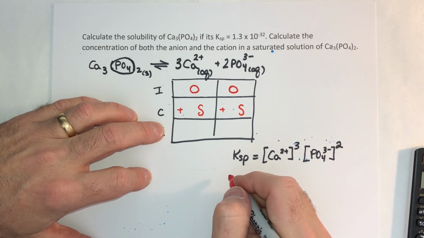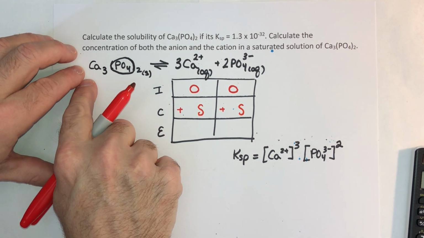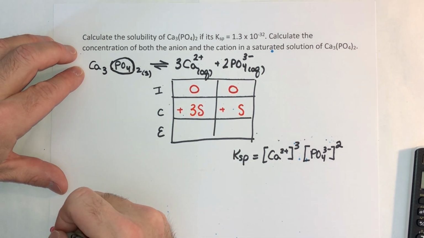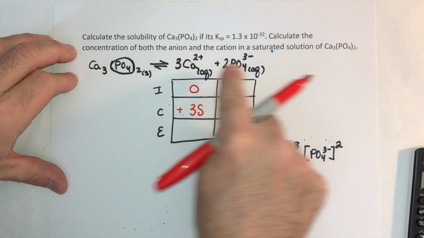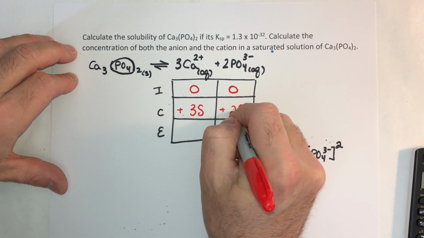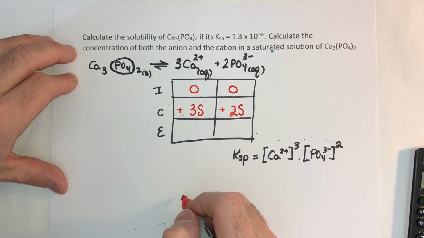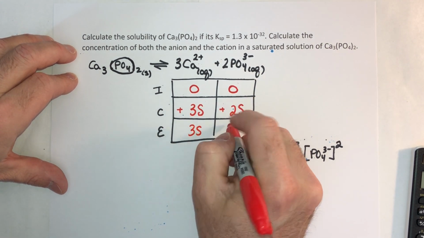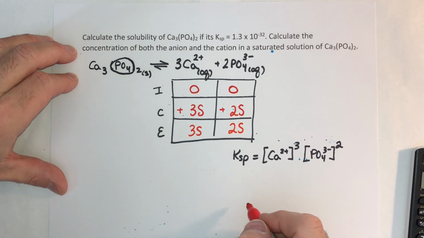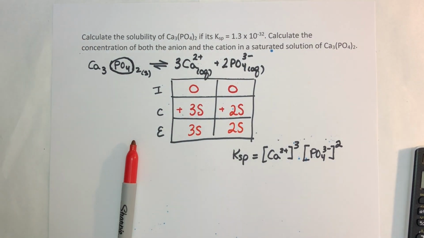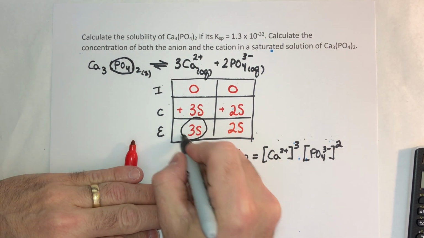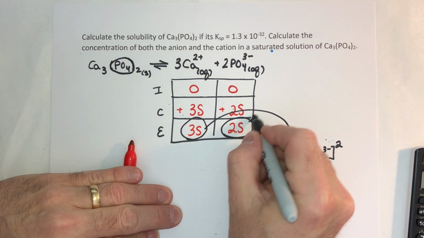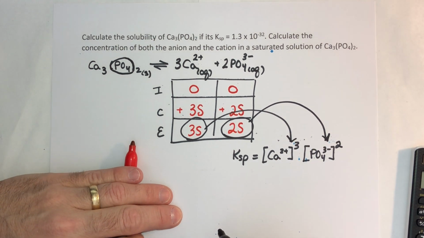They're both s. Now, for every one of these you break up, you get 3 calciums. So I get 3 times the solubility. For every one of these that break up, I get 2 phosphates. So 2 times the solubility. 0 plus 3s is 3s. 0 plus 2s is 2s. And just like every other problem, I'm going to take the value for the calcium and substitute it in for the calcium. I'm going to take the value for the phosphate and substitute it in for the phosphate.